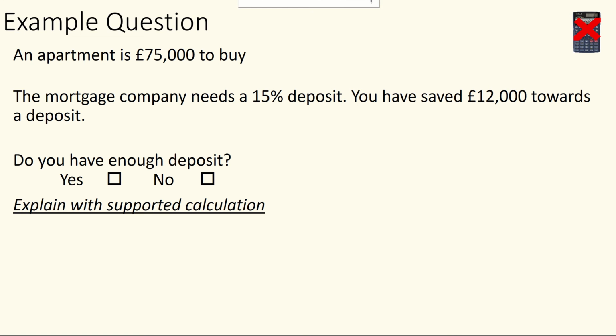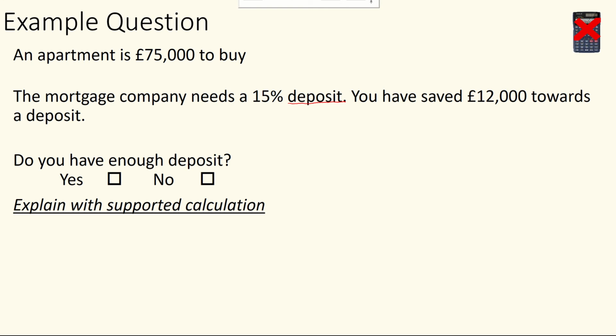An apartment is £75,000 to buy. The mortgage company, these are the people who lend you the money, they need a 15% deposit. Just make sure that you're okay with this word deposit. It always comes up when we talk about money. It's just a set amount of money towards something. So it could either be towards a mortgage that you're going to buy, as in this scenario, or you might deposit money in a bank, so a set amount into the bank.